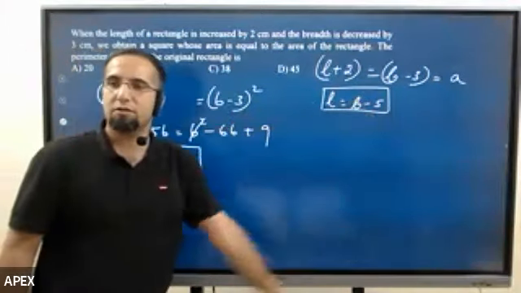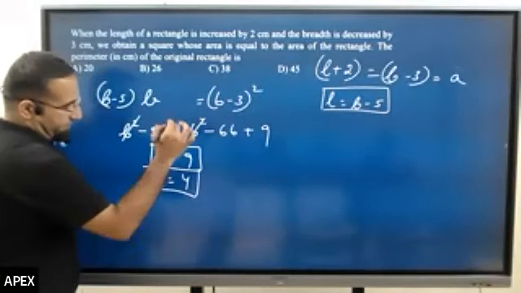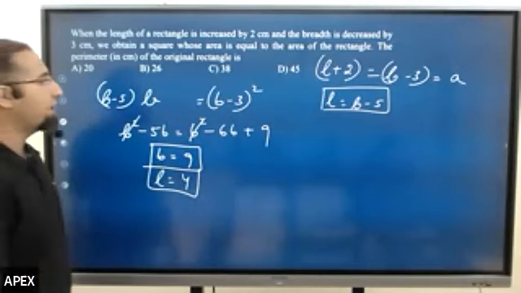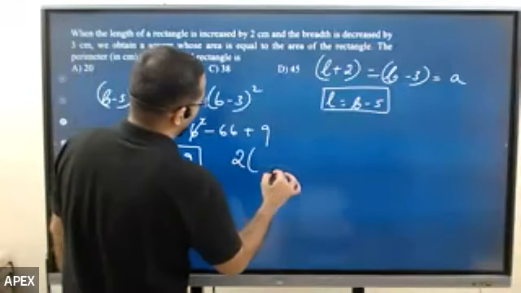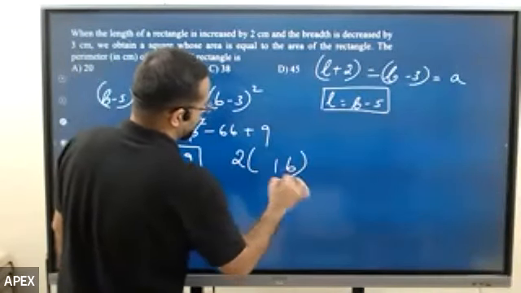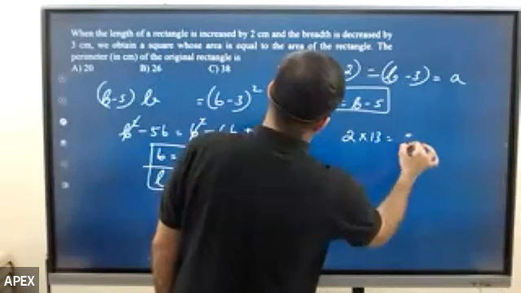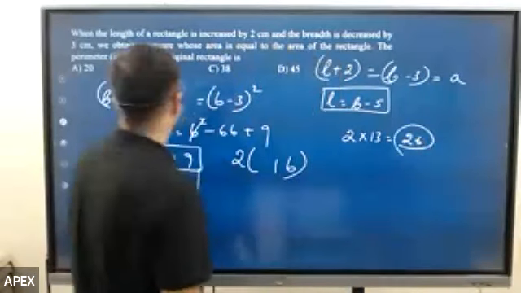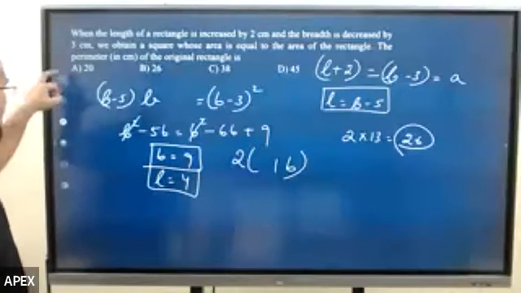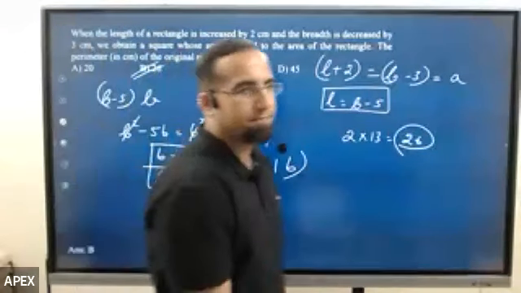If B is equal to 9, the length will be equal to 9 minus 5, that is 4. So the final value will be 2 into L plus B. L plus B is 9 plus 4 is 13. So your answer becomes 2 into 13, which is equal to 26. That should be your answer. Clear? So definitely a pocketed question. 26 is going to be your answer.